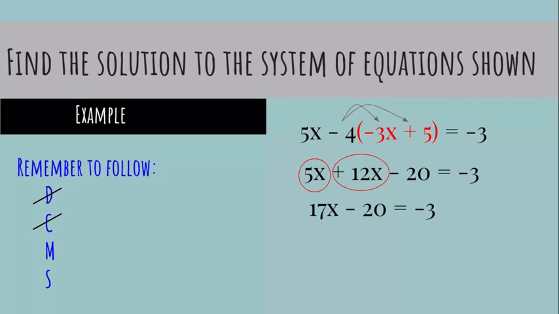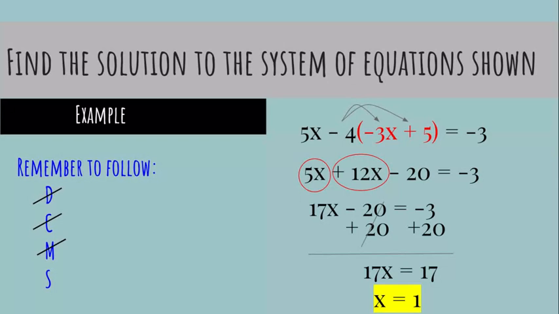So we have negative 20. We're going to move that to the other side by doing the opposite operation. So we're going to add 20 to both sides, canceling it out on the left and giving us 17 on the right. Our last step would be to solve this by always doing opposite operations. So 17 times x, we're going to divide to get x by itself. When we divide both sides by 17, that gives us x equals 1.